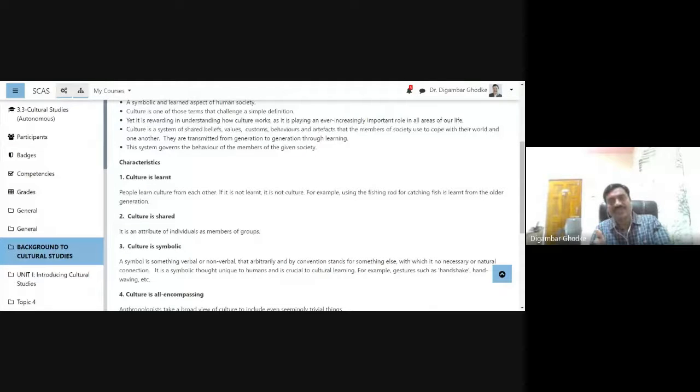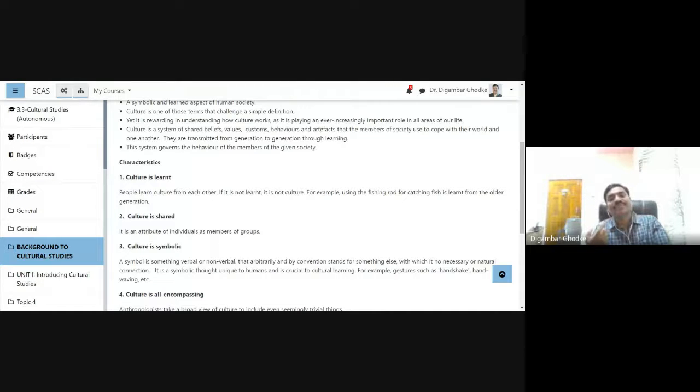For us, it is not so common to use fork and spoon while eating because we haven't grown up learning that. We grow up learning in a different manner. The way we eat rice, for example, is different from the way South Indians eat rice. We need to understand that. So that is a part of culture. So we grow up learning culture, therefore, it is one of the characteristics of culture.